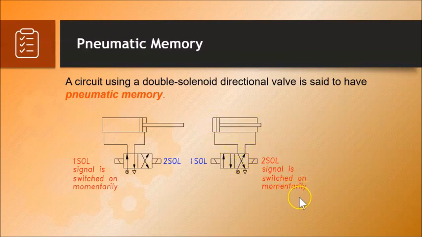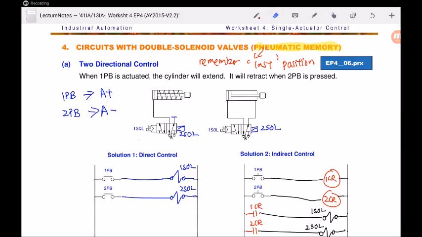Okay, so the key word here is momentarily, and it means that you just need to give it a pulse signal, meaning in layman terms, as I emphasize again, it means that you just need to power on for maybe 2 seconds on the respective solenoid to make it extend or retract. So pneumatic memory means that you can remember its last position, and a double solenoid directional control valve is said to have pneumatic memory.